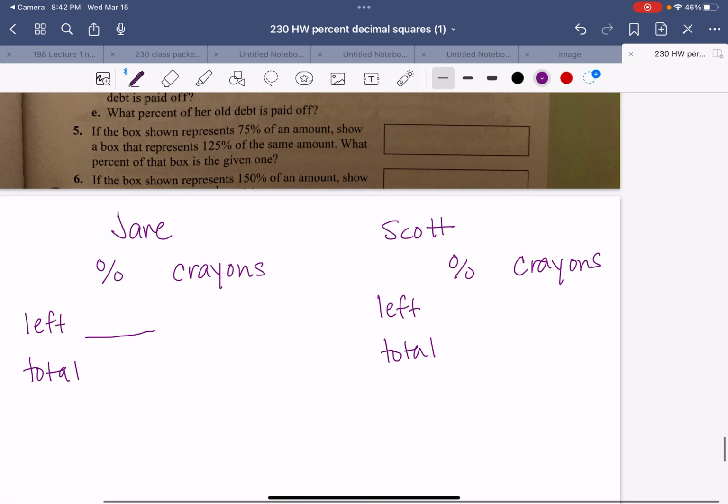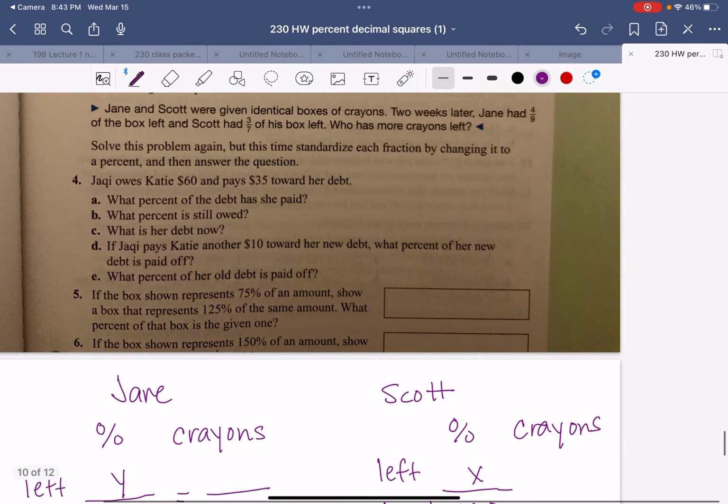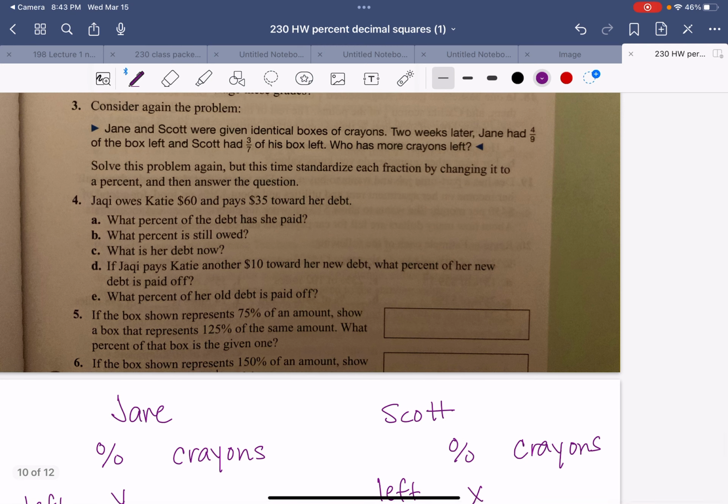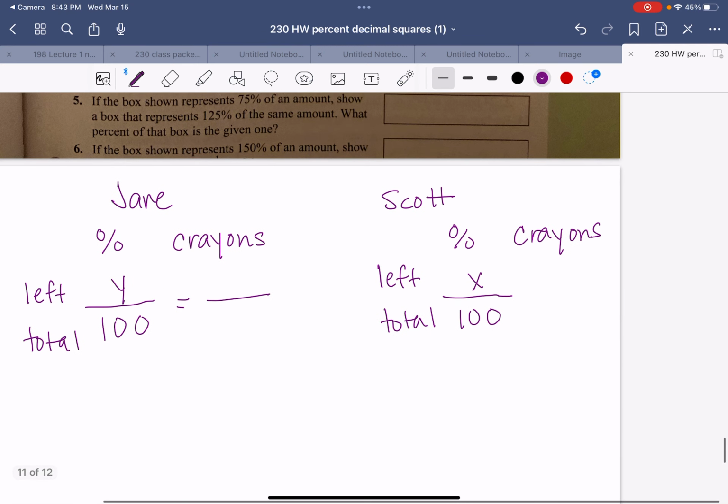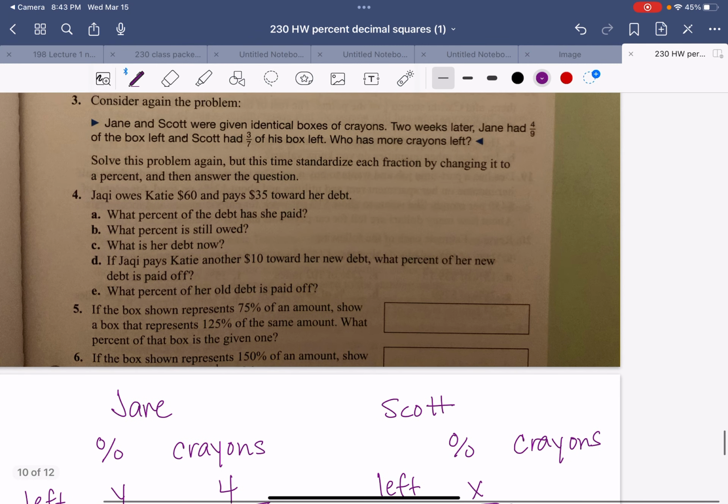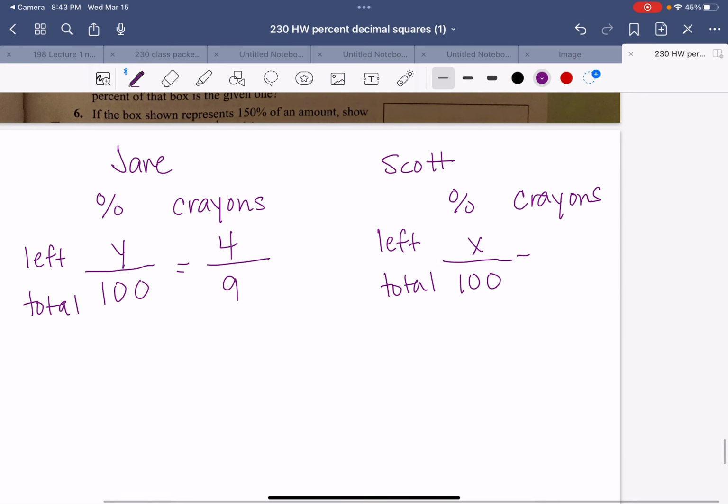In each case, my total percentage is 100. And I'm looking for the percent. Okay, and then I'm going to use the fractions that are given. So let's see, Jane had 4/9, so I'm going to have 4 and 9 here. And Scott had 3/7.